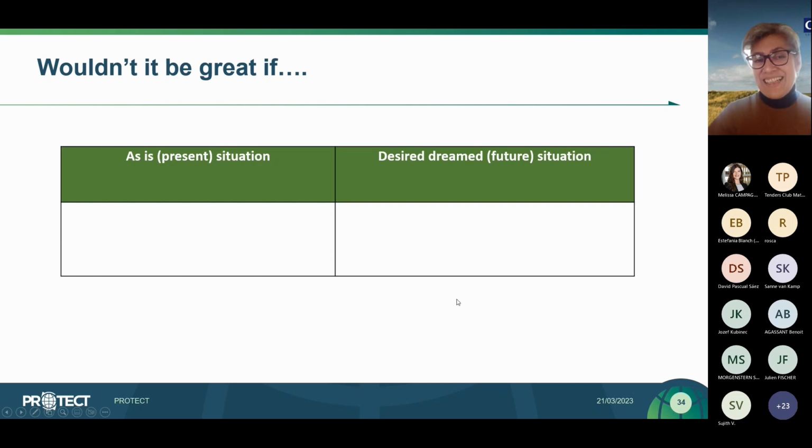This WIPD technique helps you, without barriers, to think and wish for what could happen, because that's how innovation really happens, and that's what we want to trigger in our open discussions. And we go to the last slide.